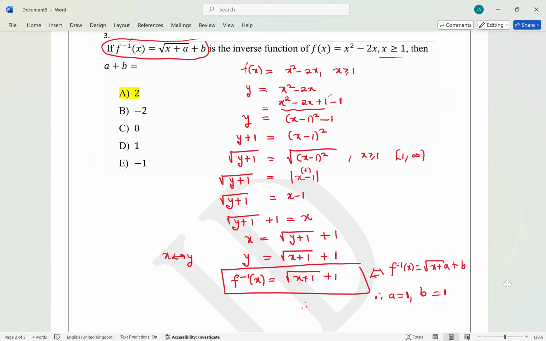You can see, look at it, the constant term inside the root is 1, and the constant term outside the root is also 1. So with this, we can end and say a plus b is just equal to 2. So a plus b equals 2 is the final answer to this question. And that is A.